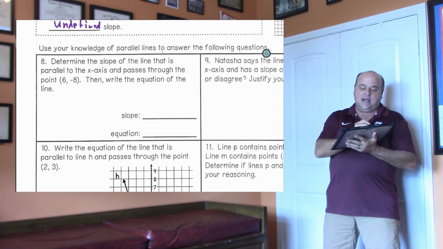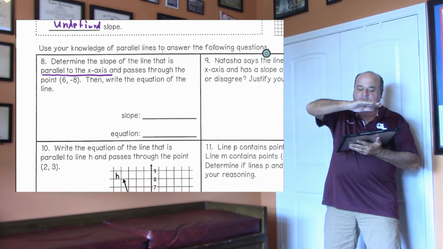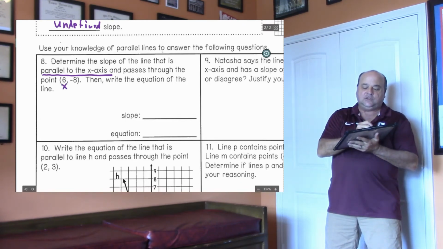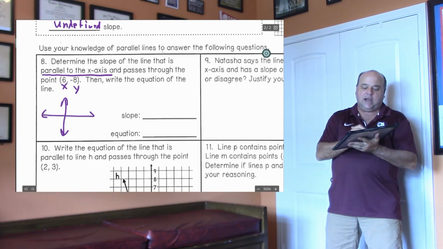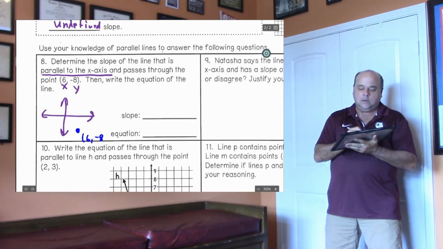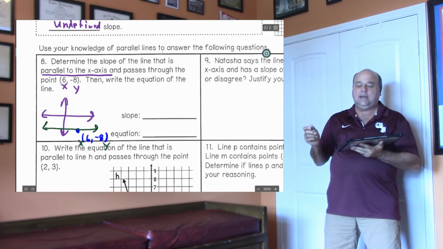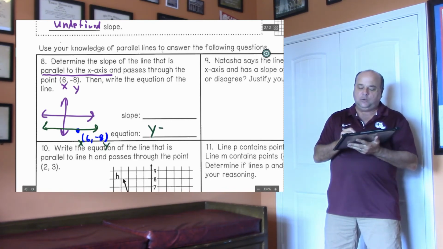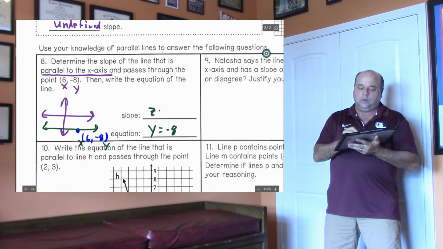Determine the slope of a line that is parallel to the x-axis. If it's parallel to the x-axis, it's going to be flat. And this will be our x and this will be our y. So really quickly, draw an xy axis, plot (6, -8), which would be down here. And a line that is parallel to the x-axis will be this, and it will go through the y at -8. So the equation would be y = -8, and the slope will be 0.